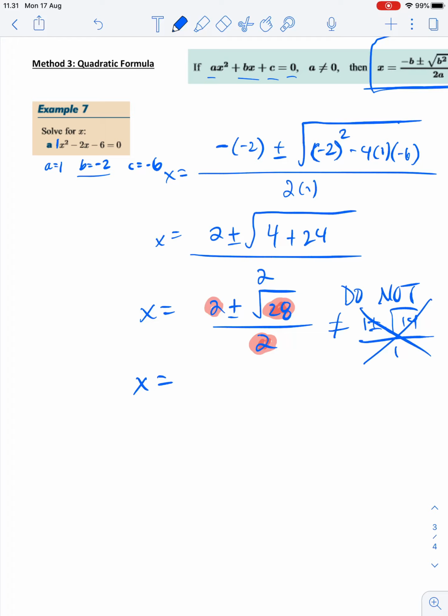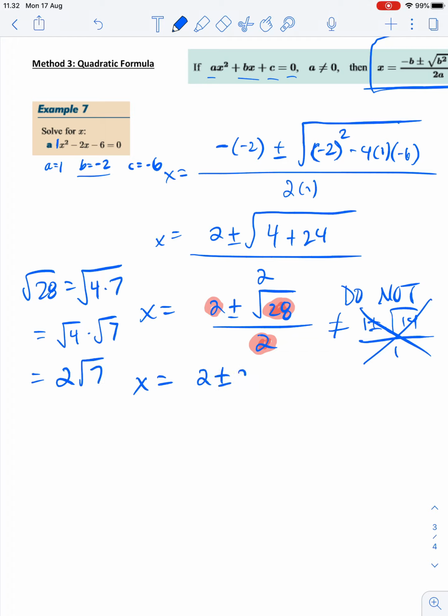And so our final solution here is, well, I can simplify the square root of 28, which is equal to the square root of 4 times 7, which is equal to the square root of 4 times the square root of 7 separately, which is equal to 2 times the square root of 7, since the square root of 4 is 2. So I can rewrite this as 2 plus or minus 2 times the square root of 7, over 2.